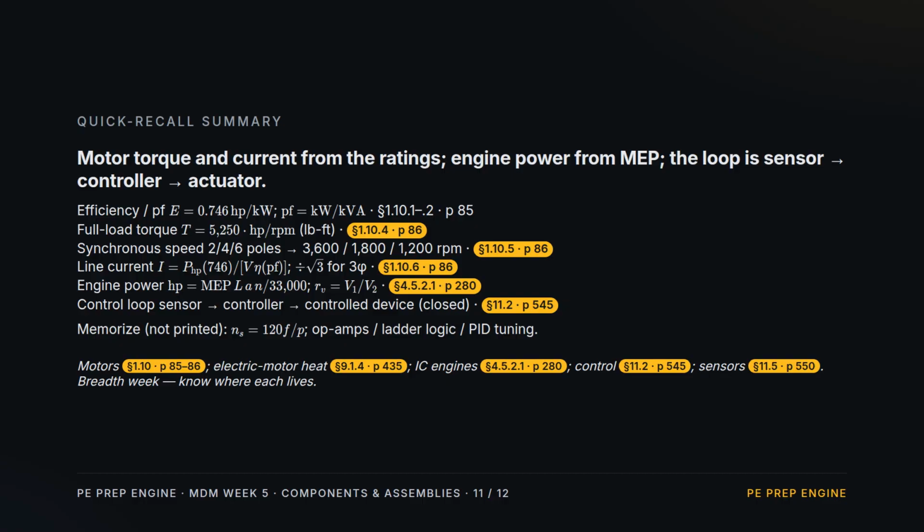Quick recall. Efficiency and power factor set the electrical draw. Full load torque is 5250 times horsepower over RPM. Synchronous speed is a poles lookup. 2, 4, 6 poles give 3600, 1800, 1200 RPM. Line current follows horsepower, voltage, efficiency, and power factor, divided by root 3 for 3-phase. Engine power comes from mean effective pressure and geometry, over 33,000. And mechatronics is the closed loop, sensor to controller to actuator. Memorize the 120F over P speed formula and the loop internals. The rest has a page.